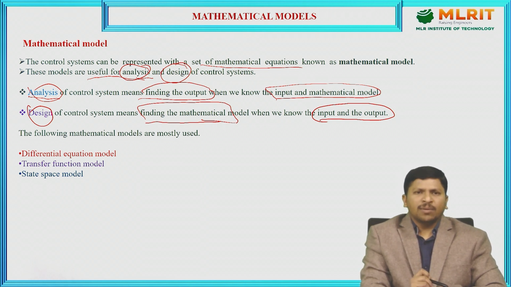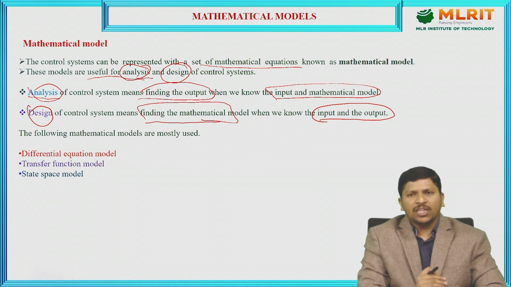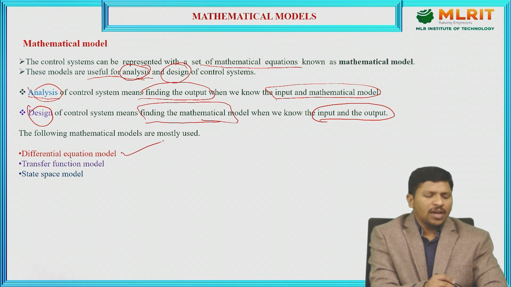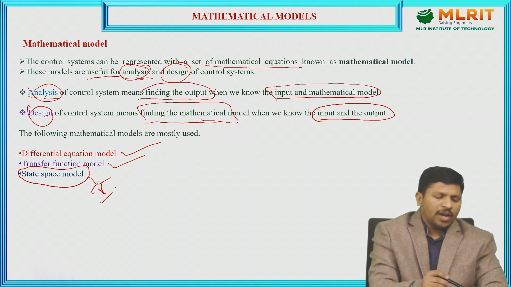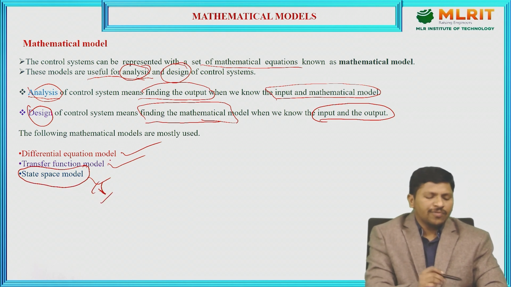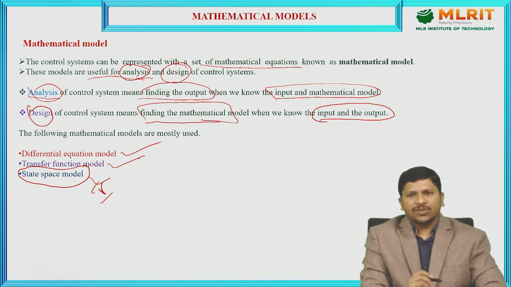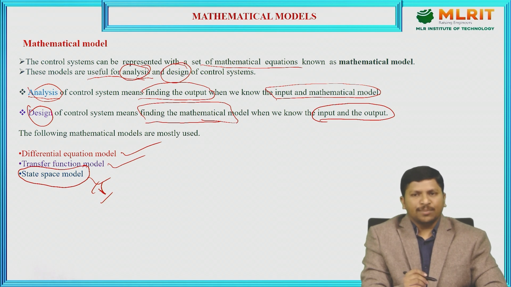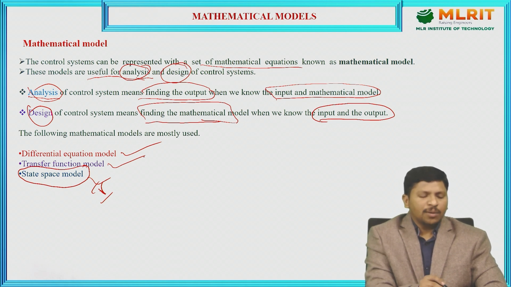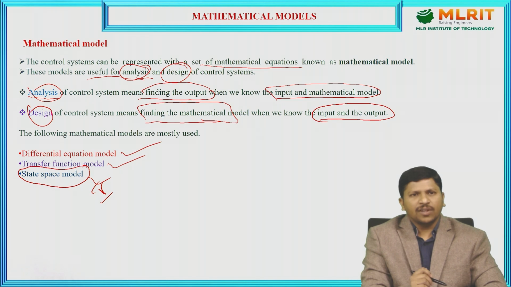Some of the mathematical models mostly used in control systems are the differential equation model, the transfer function model and the state space model. The state space model we learn from the 5th unit only, but the differential equation model and transfer function model we learn from the 1st unit. The best examples for the differential equation model are electrical systems, and for the transfer function model it is the block diagram.